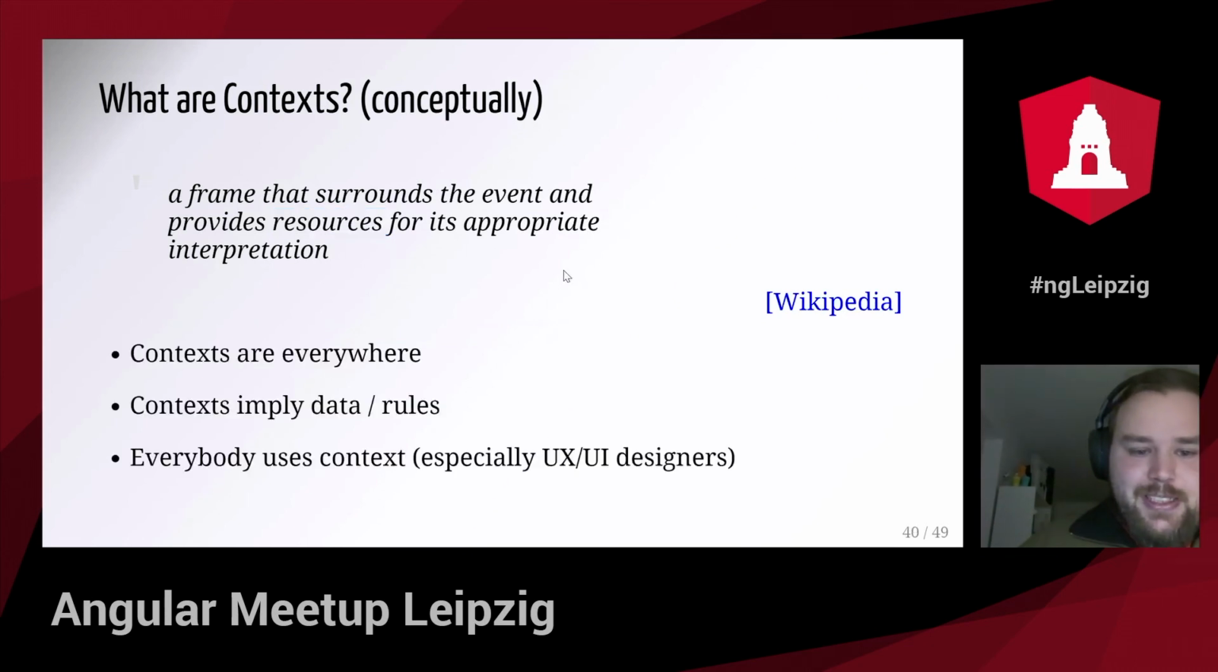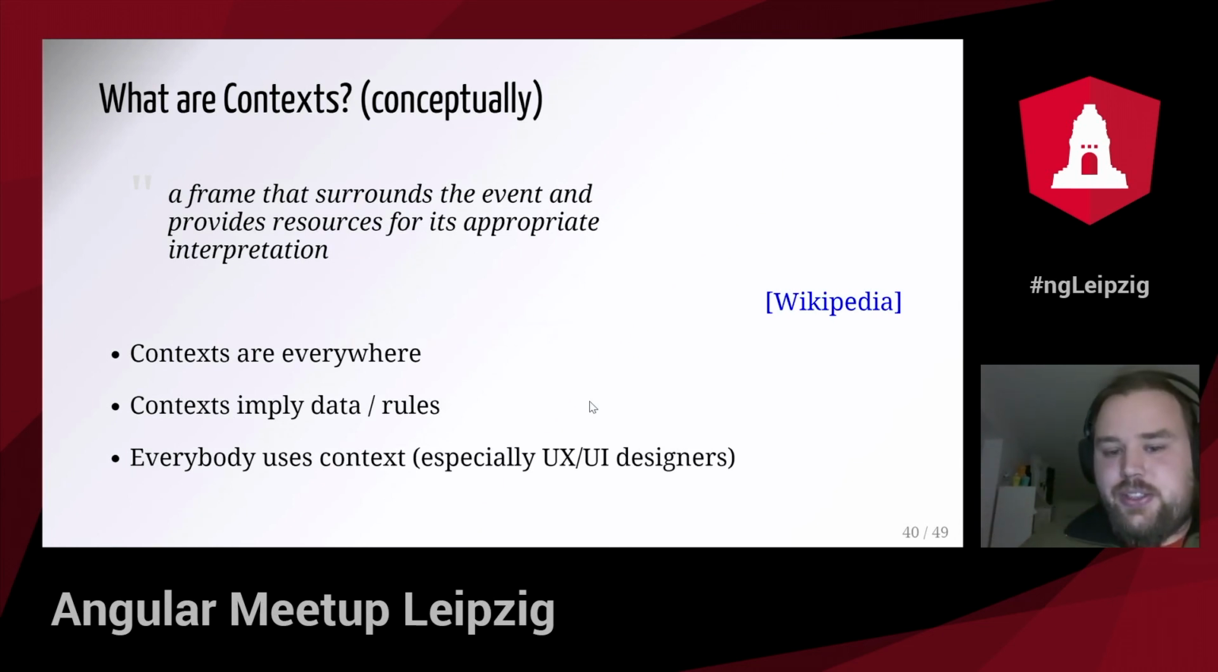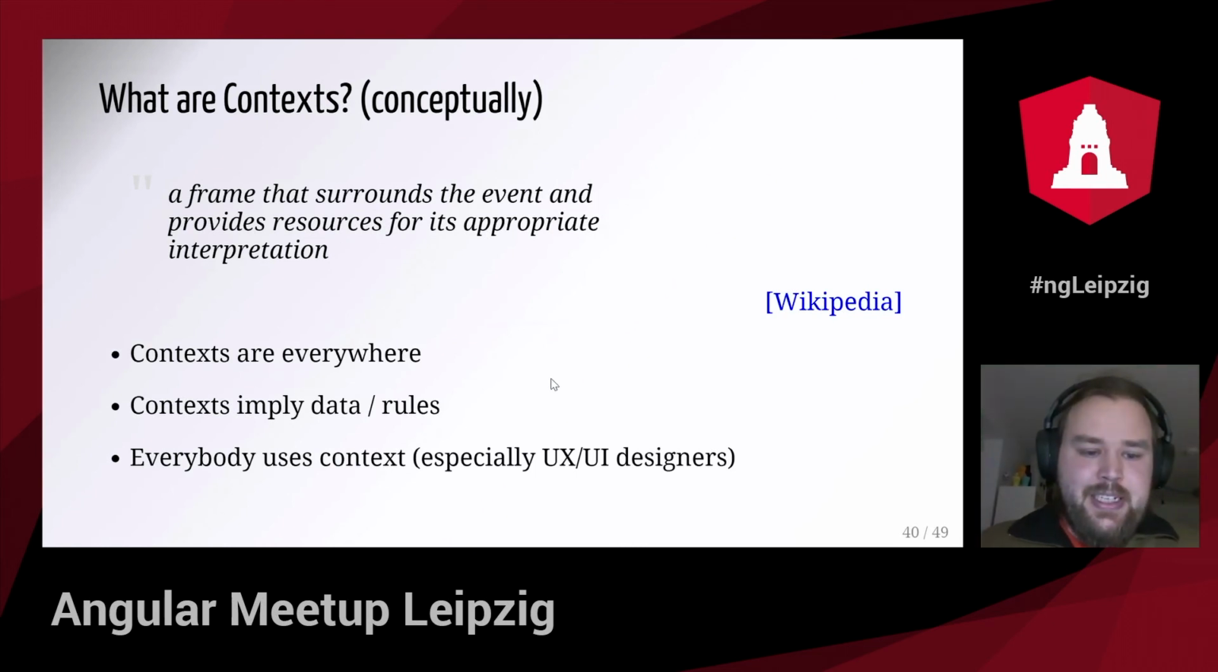So contexts basically are everywhere. Contexts imply specific data or specific rules how something has to be done. And everybody is using contexts, especially our designers. They would never place a button outside of the context, because why would they? So why are we being that explicit when we are composing our components?